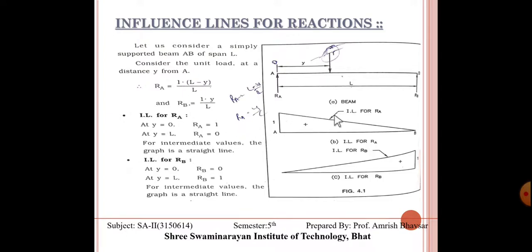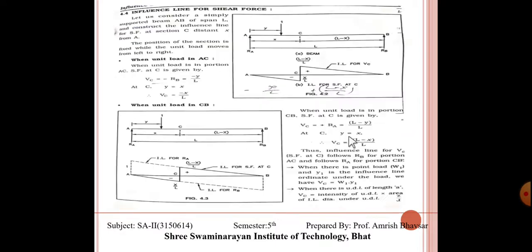So the diagram for the influence line due to RA is 1 over here and 0 over here, so it is an inclined line. Same thing at B: when the load is at point B, the reaction is maximum over here, and here it is 0, so it is again an inclined line from 0 to 1. So this is for the reaction.